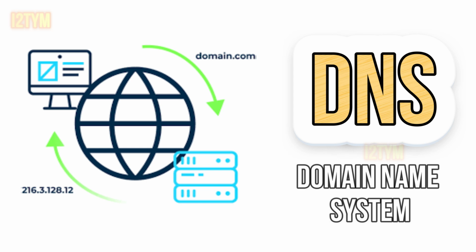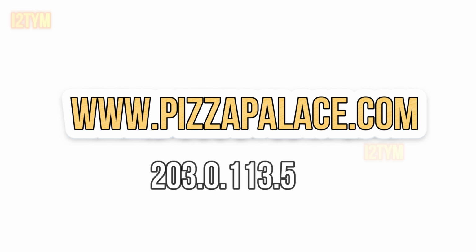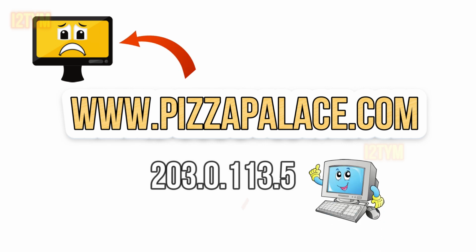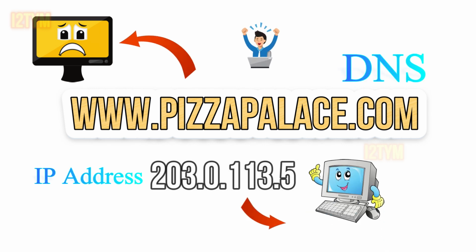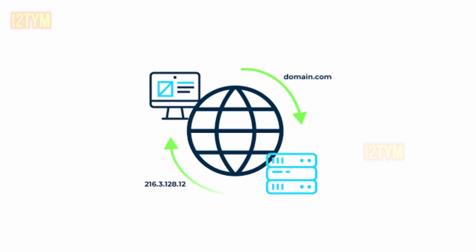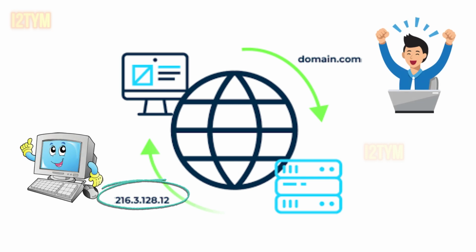It takes the name of a website like www.pizzapalace.com and finds the number behind it, which is the IP address, something like 203.0.113.5. Computers don't understand names like google.com, they need numbers, called IP addresses. But we humans aren't great at remembering strings of numbers. So DNS acts as a translator between us and the machines. Instead of typing in a number, we just type a name. And DNS figures out where to send us.